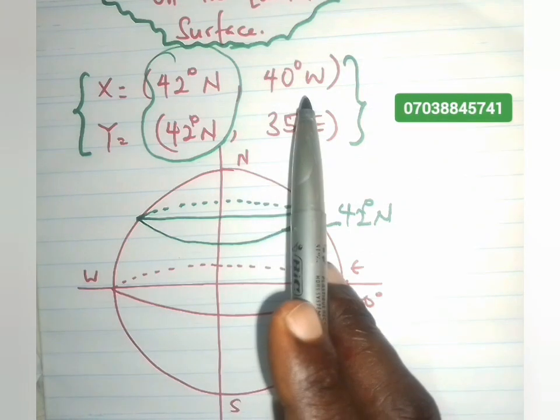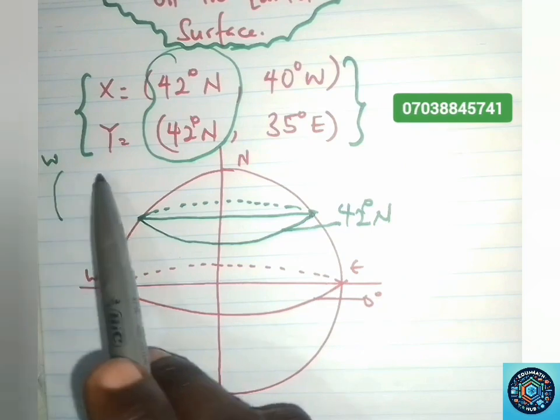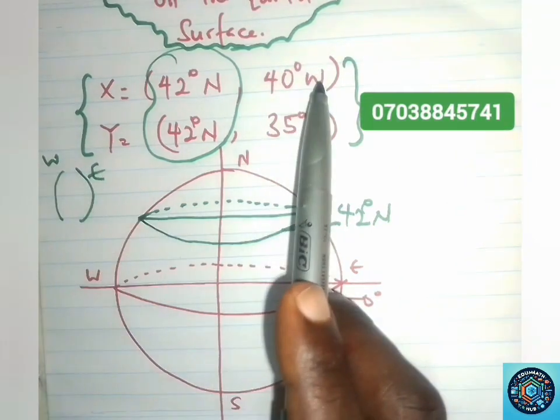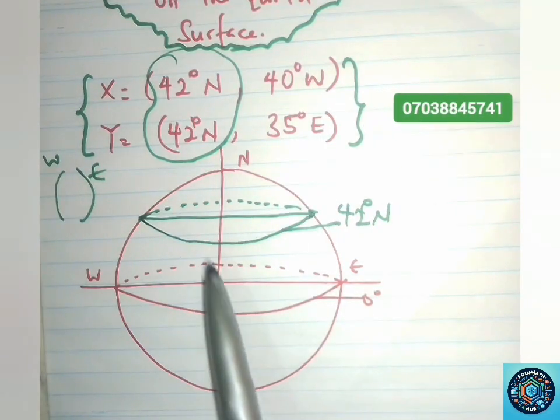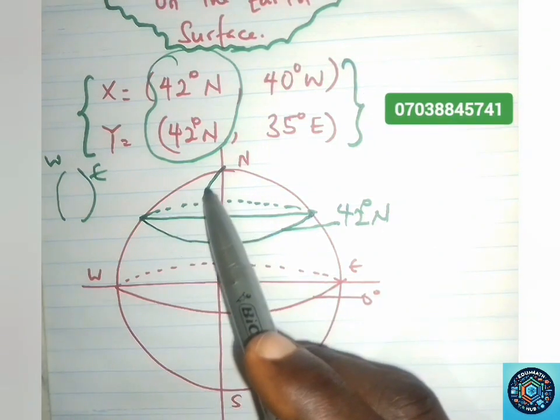And you know that it's a longitude. All longitudes on the western side have this shape. On the eastern side, they have this shape. So since it's on the western side, it's going to have this shape. And it's going to move from north to south. So we just move like this and see how simple it is.